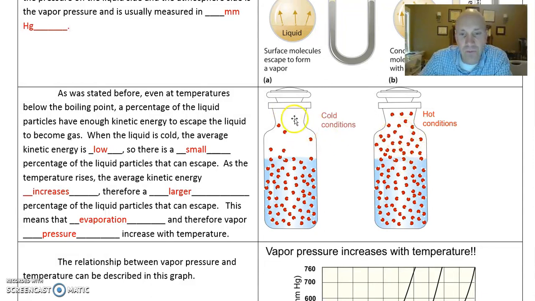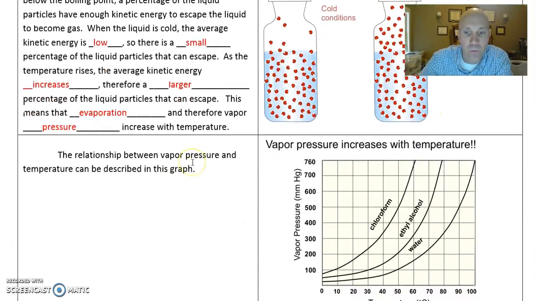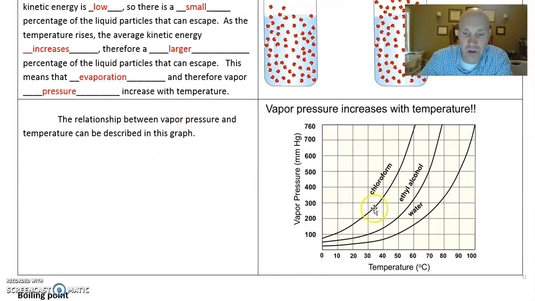So with a cold liquid, you're going to have a smaller vapor pressure because there's fewer gas particles in that space because there's slower evaporation. When you have a hot liquid, you're going to have increased evaporation, which causes an increase in the number of vapor particles here, which is going to cause a higher pressure. We can graph the vapor pressure on a graph such as this. We're going to put temperature here. We're going to have vapor pressure right here.